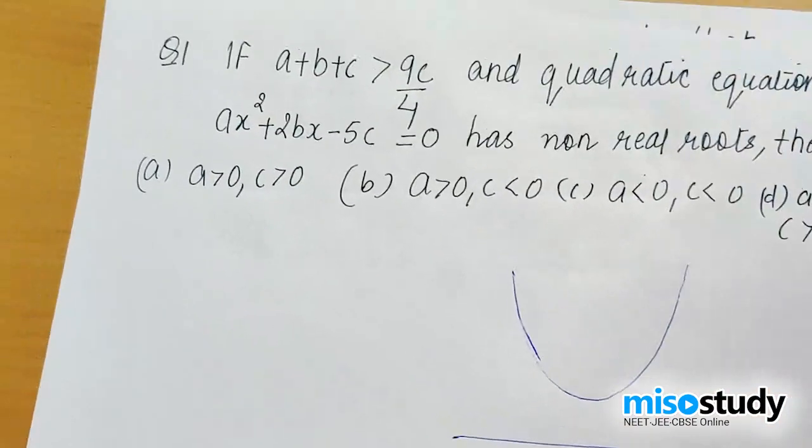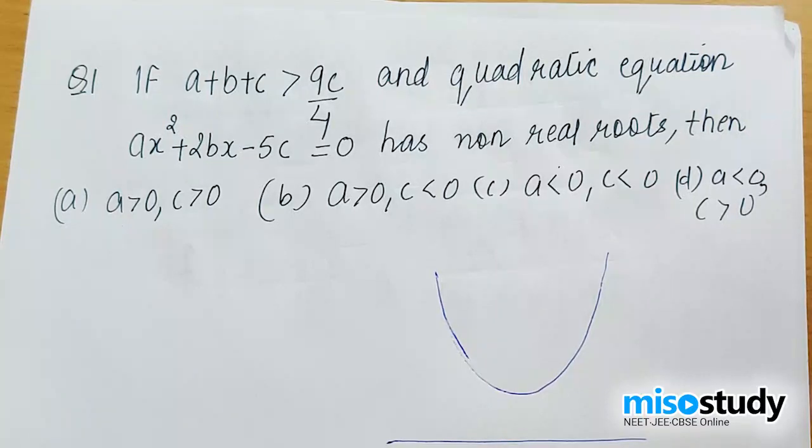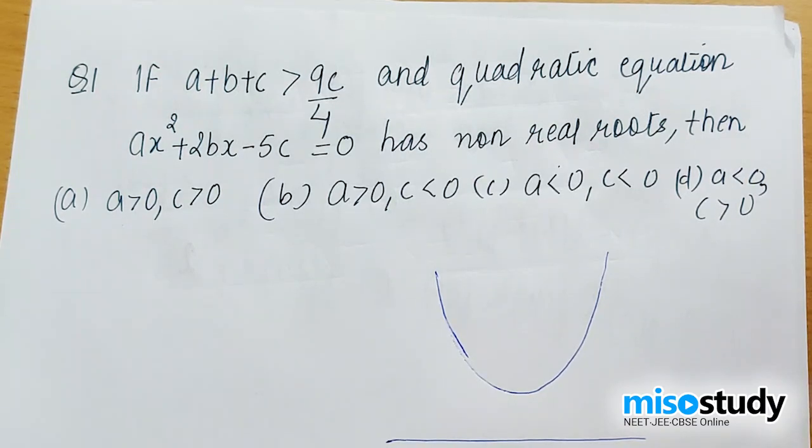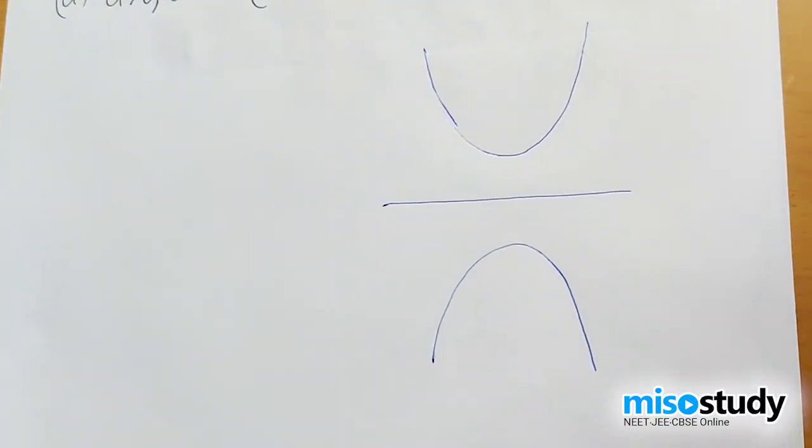Meanwhile, let's read the question. Let's come to the question once again. If a plus b plus c is greater than 9c by 4 and the quadratic equation has non-real roots, then out of the given 4 options, which one is correct? That's your question. So let's find out which one is correct.